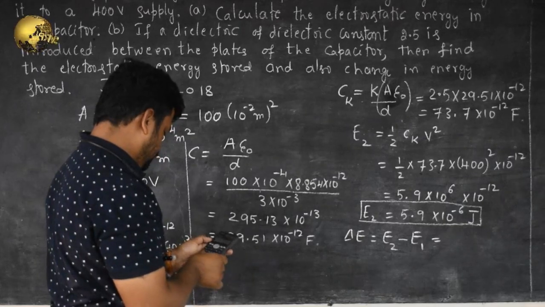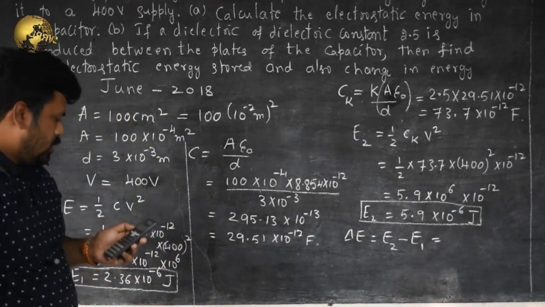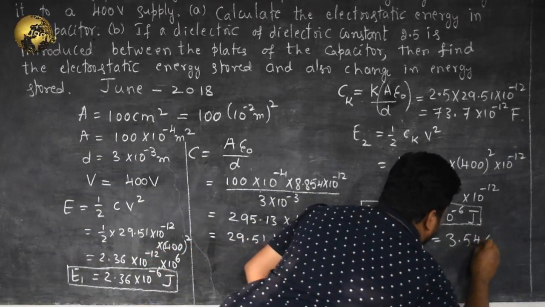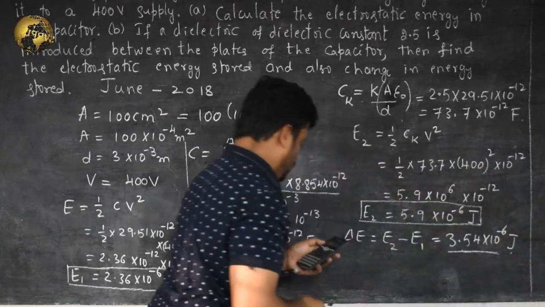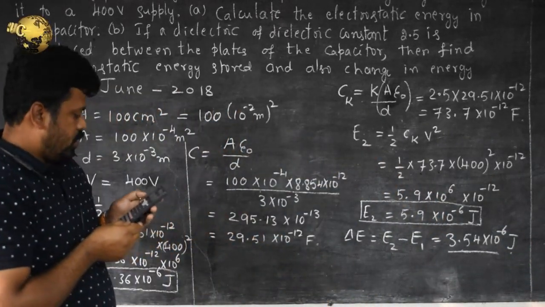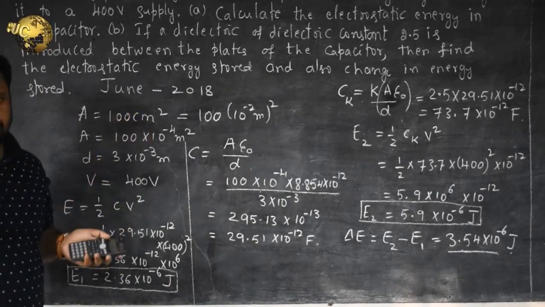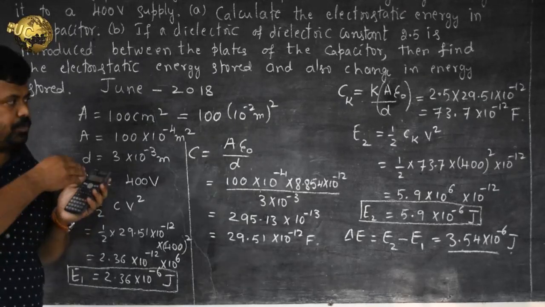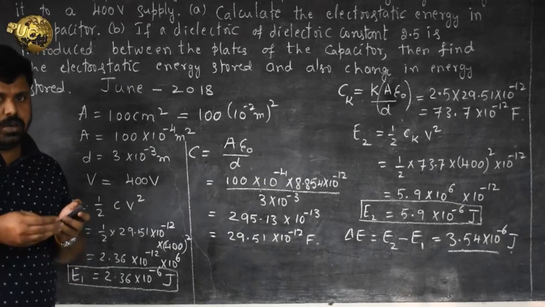5.9 minus 2.36, 3.54 into 10 to the power minus 6 joules. 3.54 into 10 to the power minus 6 joules is the change in energy with respect to the two cases. It's a bit lengthy, but it's an easier one. Let's start with the next one.